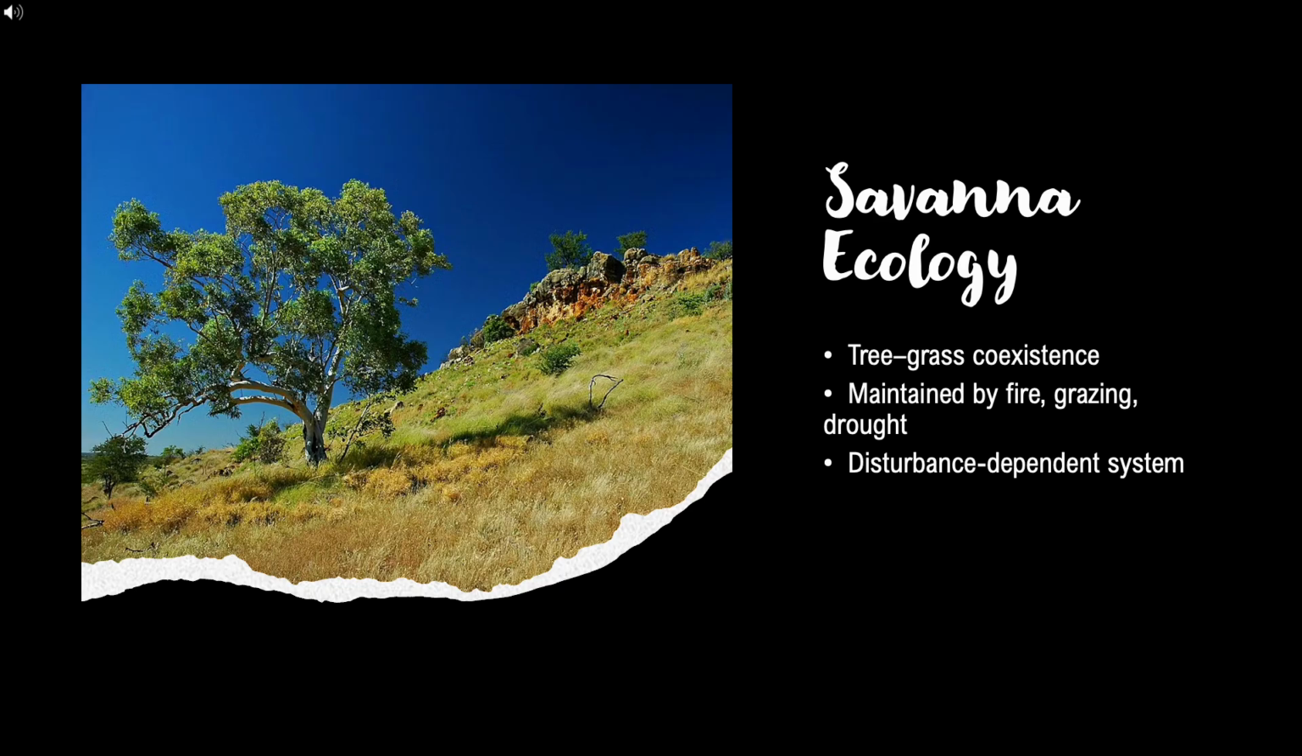For designers, this creates an interesting challenge. If you install a savanna-inspired landscape and then protect it from fire and grazing, it will begin to succeed towards forest. That's not necessarily wrong, but it means you need a long-term management strategy. You're not just designing a planting, you're designing a management regime.